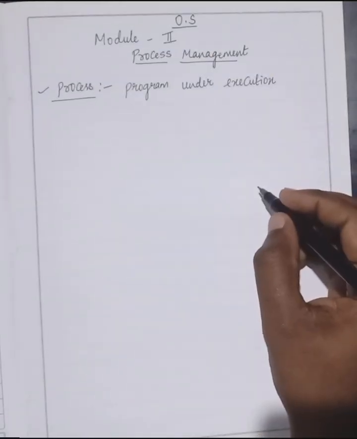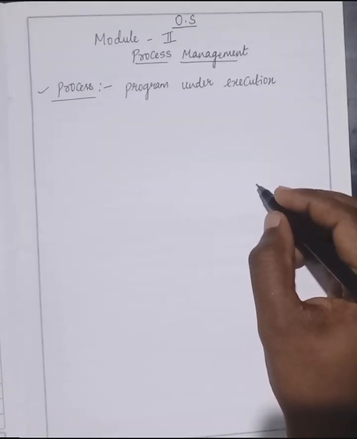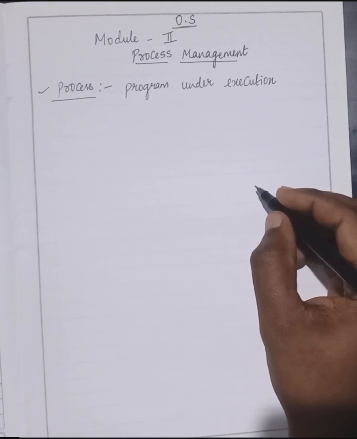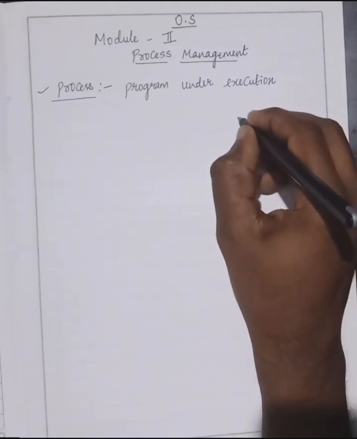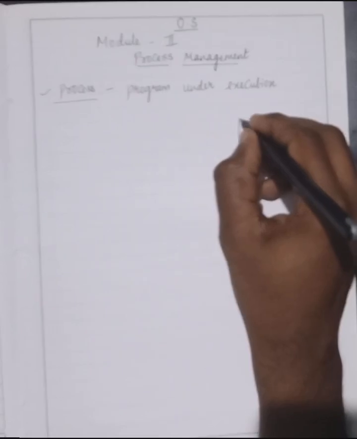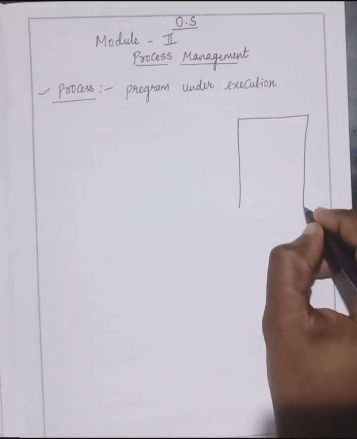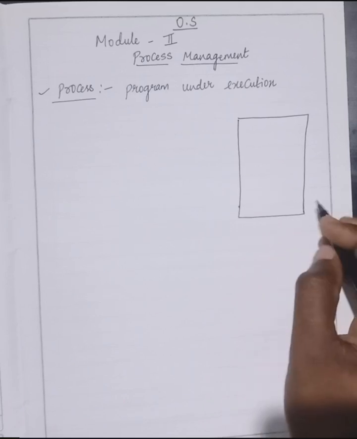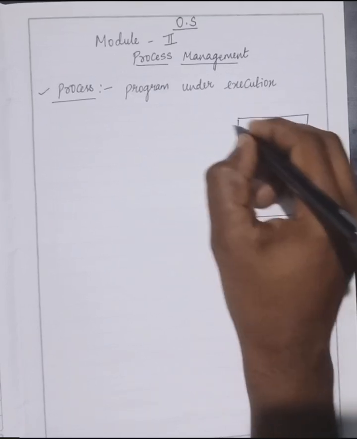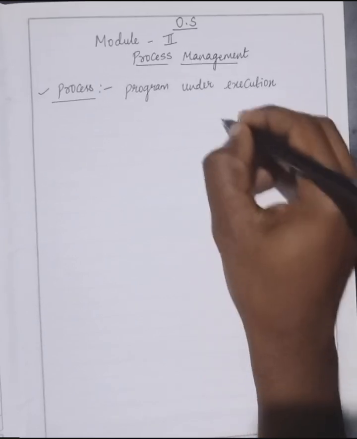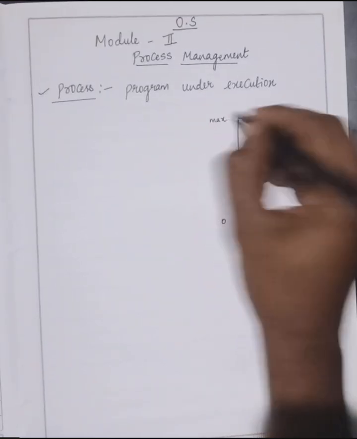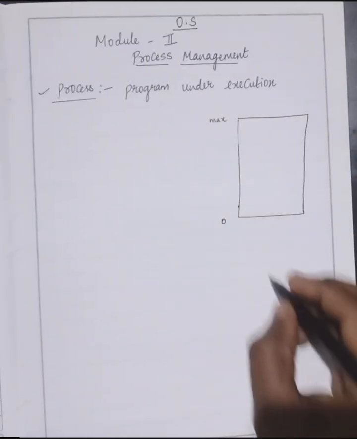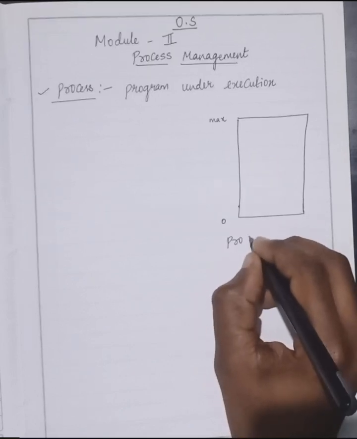Now we'll see how the process memory is divided, how a process works in the memory concept. It will have four division parts. The first part is stack. This is the zeroth part and this is the maximum of our memory. So this is how a process looks in memory.